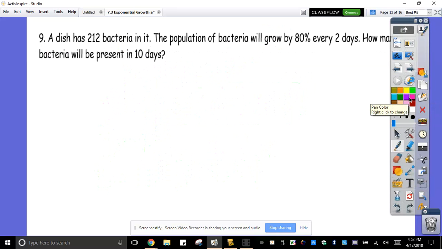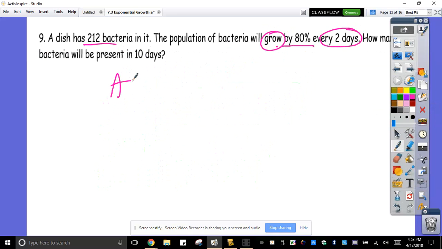Number 9, a dish has 212 bacteria in it. Okay, so it's starting at 212. The population of bacteria will grow 80%. So it's increasing, okay, every 2 days. Take note of that one. How many bacteria will be present in 10 days?